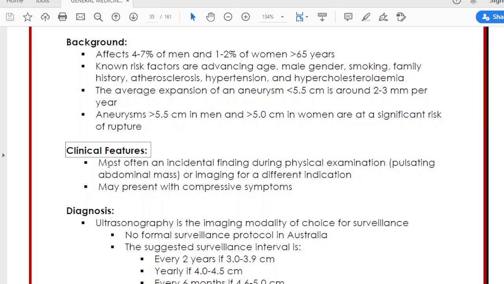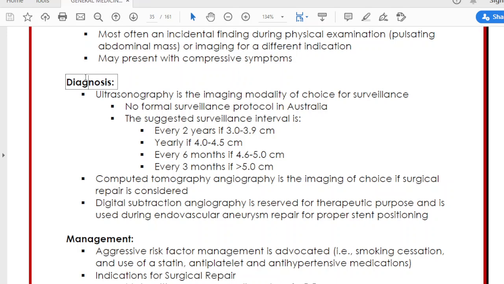Clinical features. Most often an incidental finding during physical examination, pulsating abdominal mass, or imaging for a different indication. May present with compressive symptoms. Diagnosis. Ultrasonography is the imaging modality of choice for surveillance. No formal surveillance protocol in Australia.